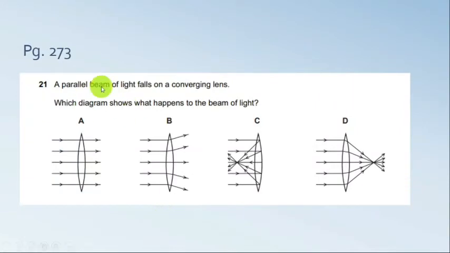The second question: a parallel beam of light falls on a converging lens. Which diagram shows what happens to the beam of light? We said this note at the beginning of the lesson. When rays reach the lens parallel to each other, what will happen? All of them will meet at one point. What do we call this point? Principal focus. So the answer is D.